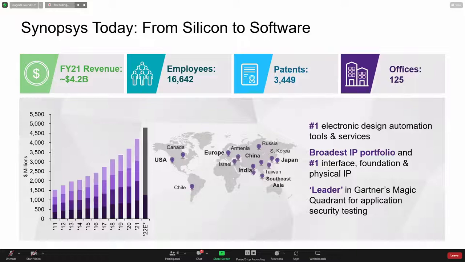And in the software space, we went into the software space a few years ago, and we are a leader in the Gartner Magic Quadrant for application security testing. Our revenue, as you can see, has grown year on year steadily, and we are very excited about this year also, shooting for $5 billion at the end of FY22.